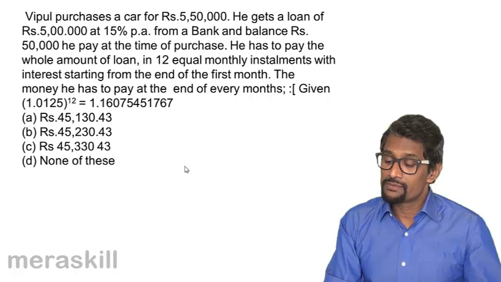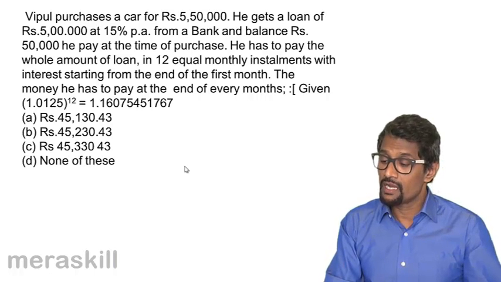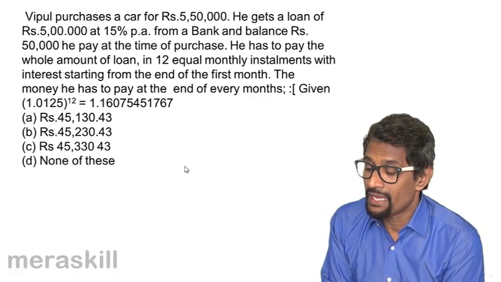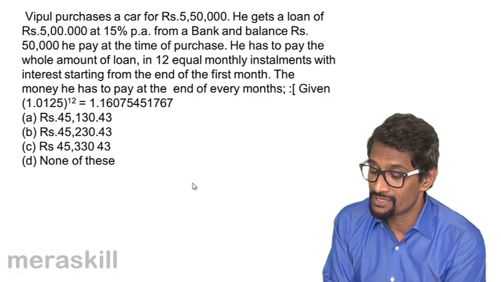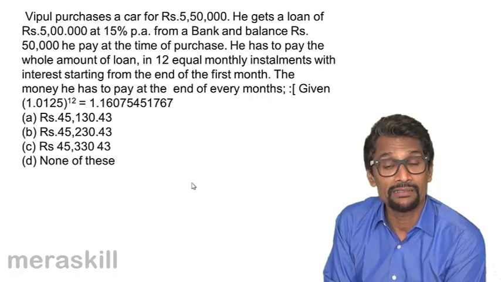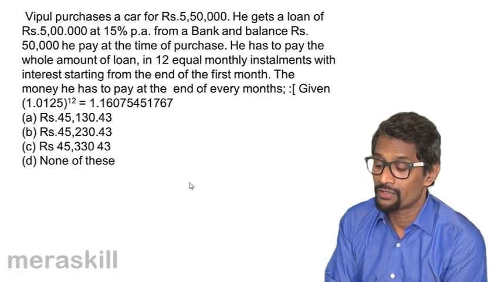Similar to this is what we have over here. Vipul purchases a car for rupees 5,50,000. He gets a loan of rupees 500,000 at 15% per annum from a bank, and the balance of rupees 50,000 is paid at the time of purchase. He has to pay the whole amount of loan in 12 equal monthly installments, so EMIs, with interest, starting from the end of first month.